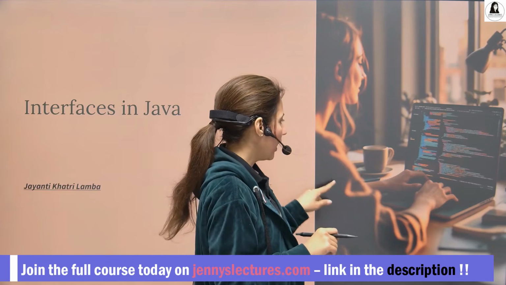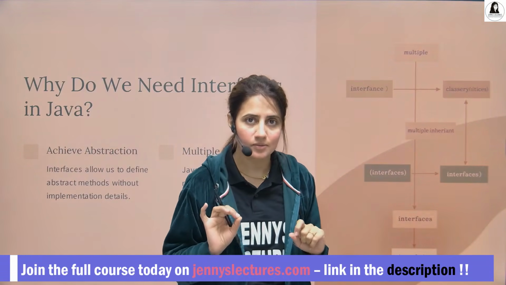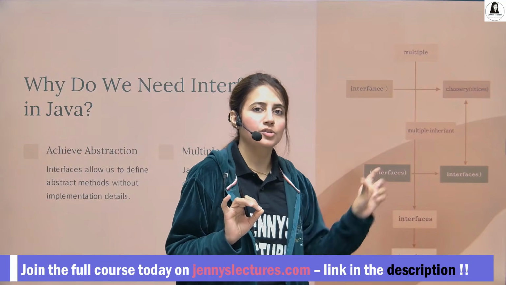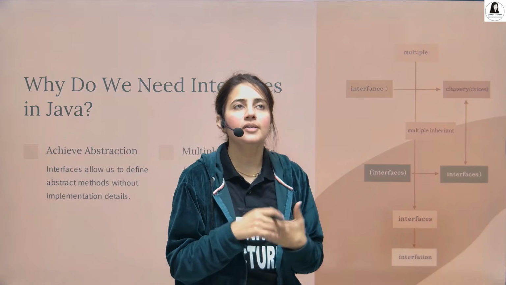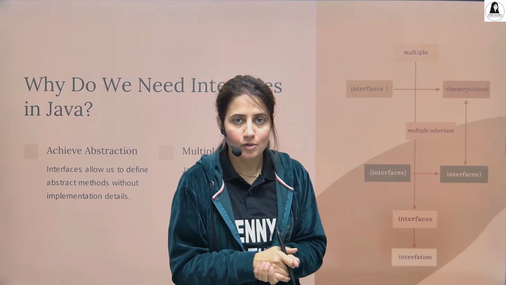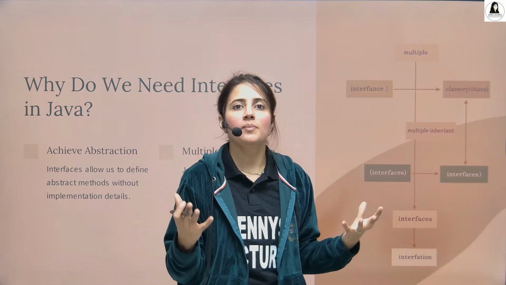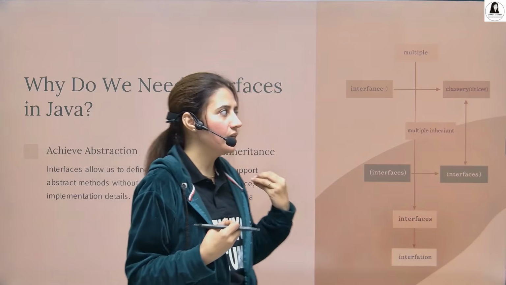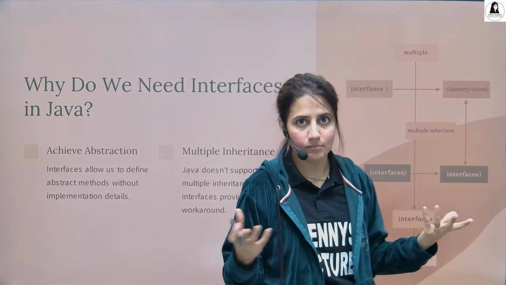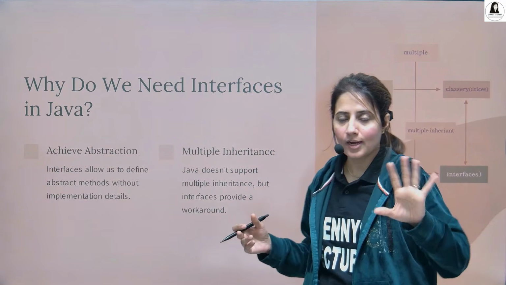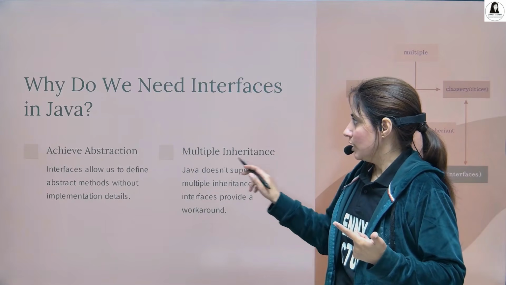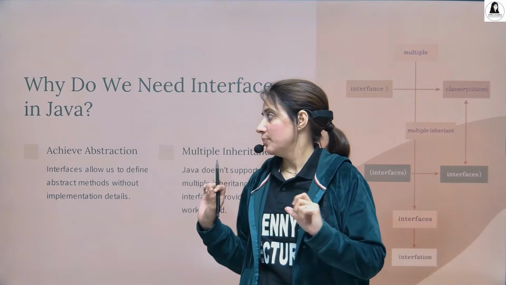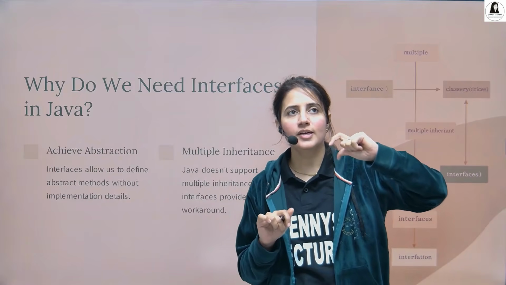For that, we have interfaces in Java. They have introduced a new concept, that is interfaces. Now, in this lecture, we'll see what interfaces are and why we basically need them. One simple reason is to achieve multiple inheritance, we need interfaces. That is for sure. I'll show you how we can achieve multiple inheritance with this. So, to achieve multiple inheritance and to achieve abstraction, we need interfaces.